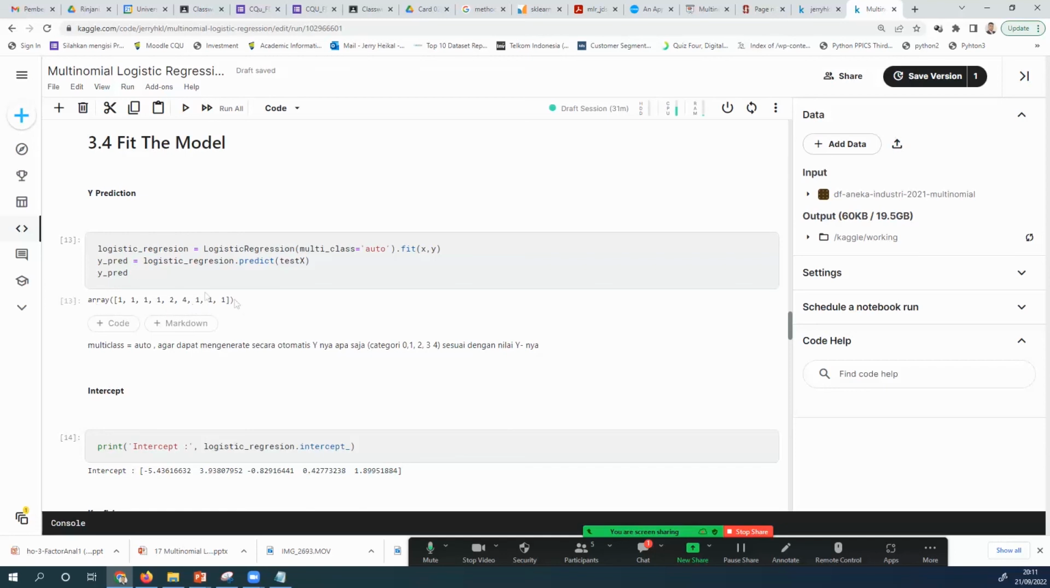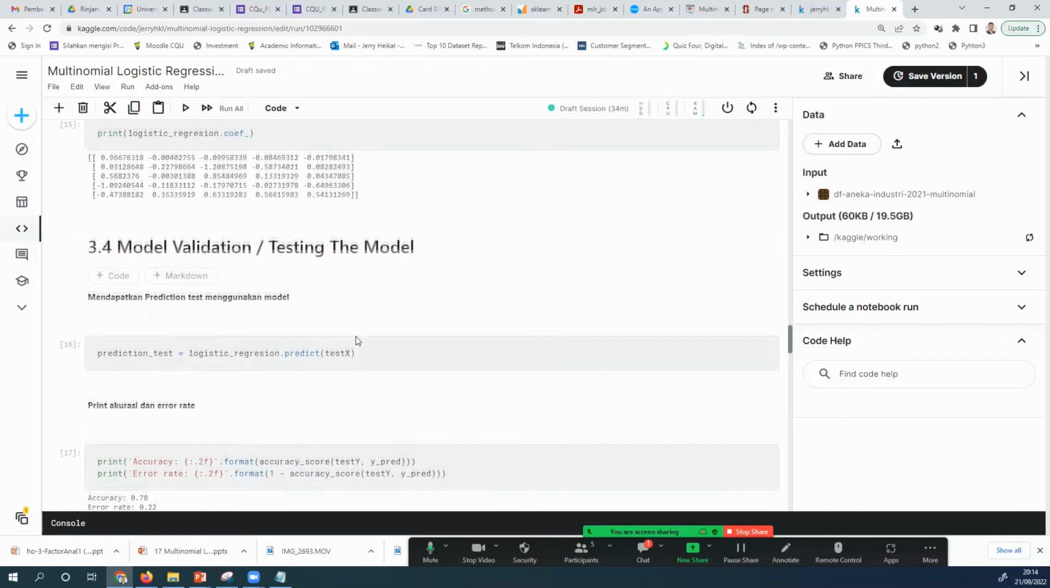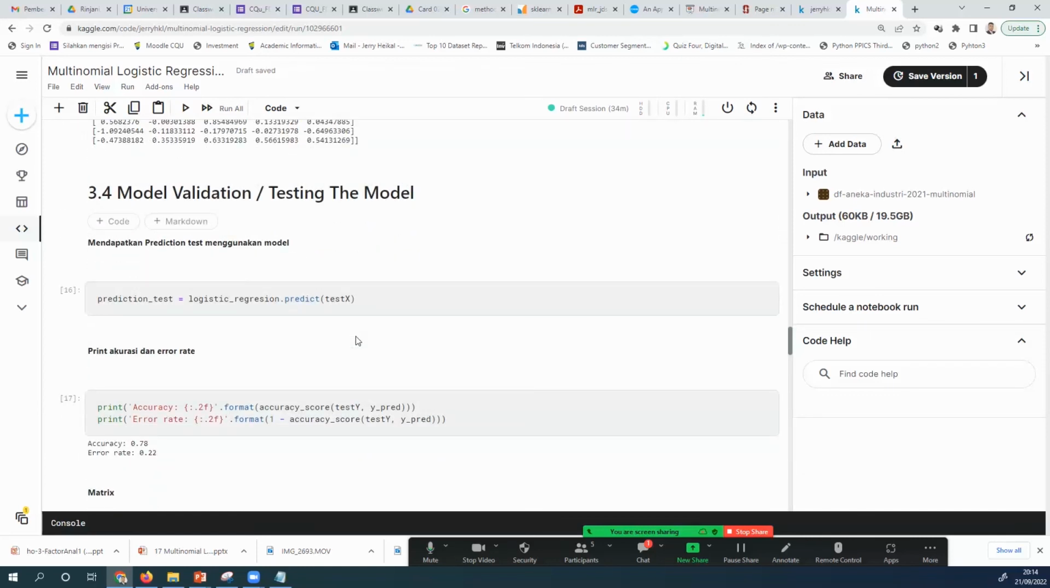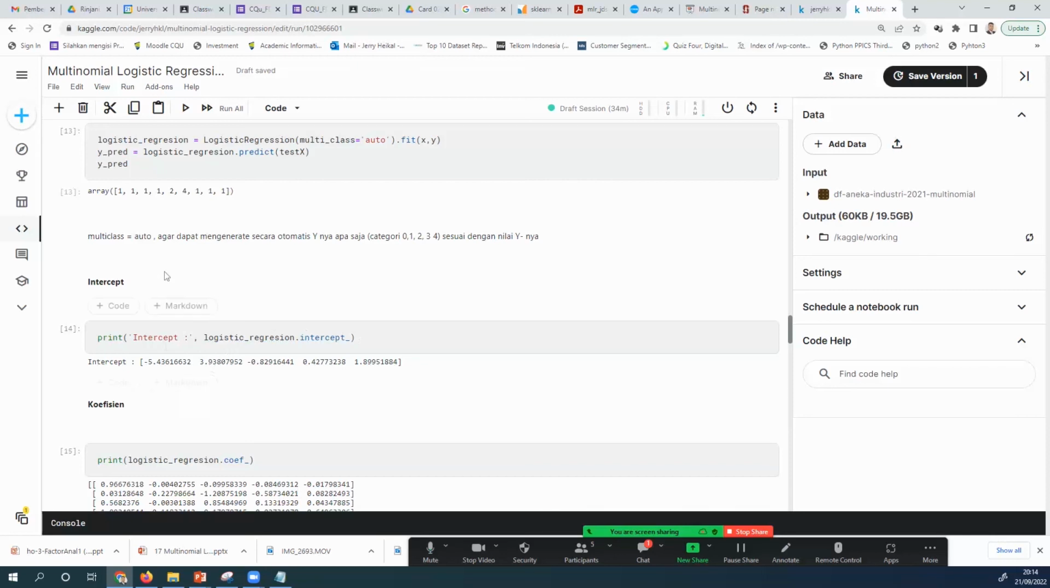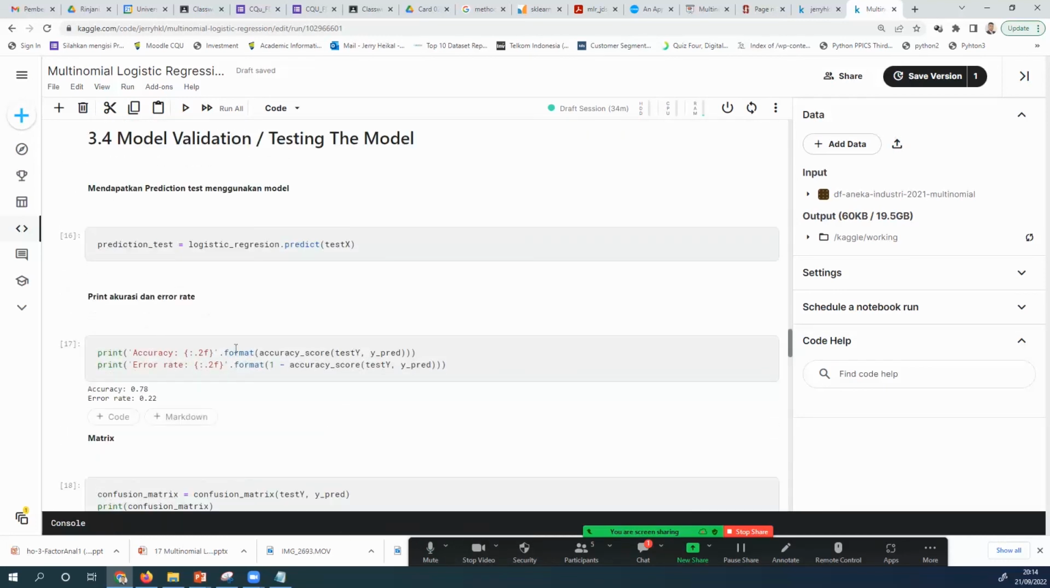This is the clustering data. This is the cluster, so towards the testing data. This is the result. Worry not about this one, because this is only the constant. The point is on the Y prediction, to put the model onto the testing data. Okay, this is the model validation.